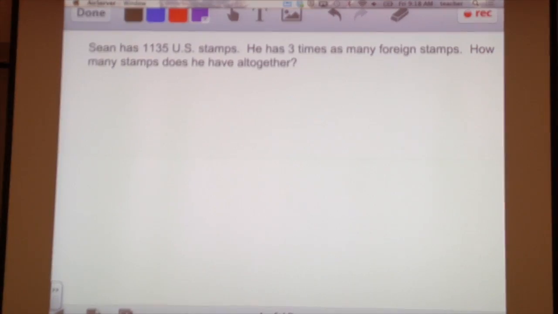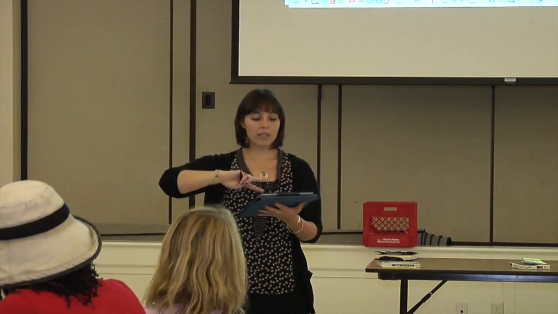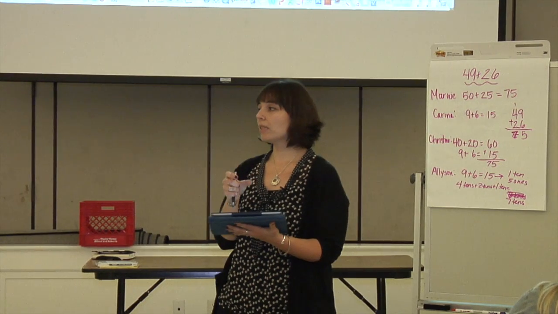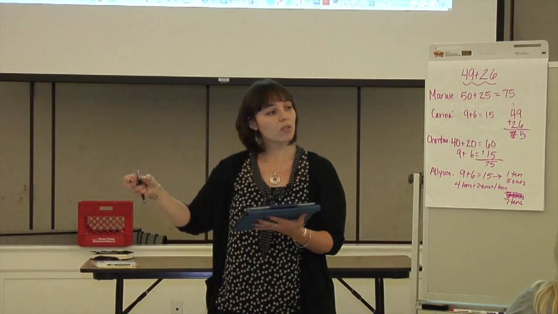So Sean has 1,135 US stamps. He has 3 times as many foreign stamps. So how many stamps does he have altogether? So again, we're comparing, right? We're comparing US stamps to foreign stamps. But now I've got 3 times as many. So I have a base in my US stamps, and then the foreign stamps are 3 times that.